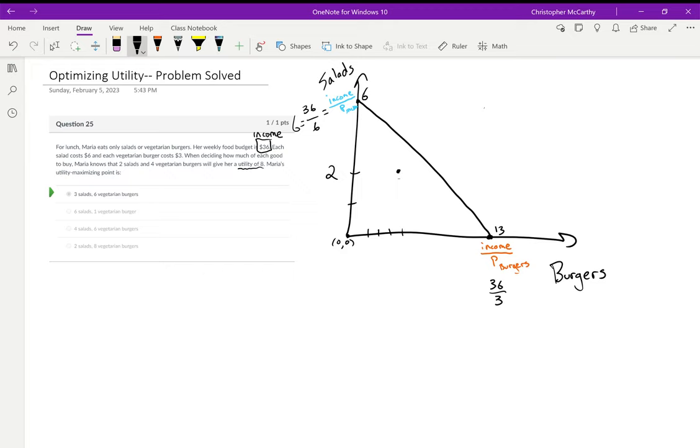So we're told that this is where Maria is, right? She's consuming 2 salads and 4 burgers, right? And what do we know about this point in relation to Maria's budget line? Very good. It's not on the budget line, right? Meaning that there are still some resources that Maria can expend in order to increase her utility or her satisfaction or happiness from her lunch purchases, right?